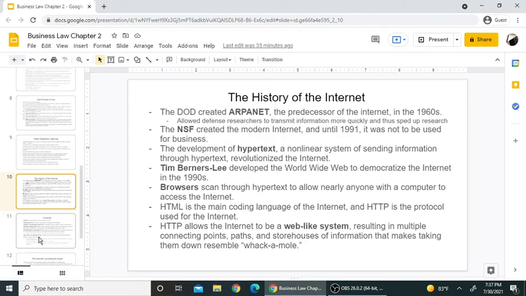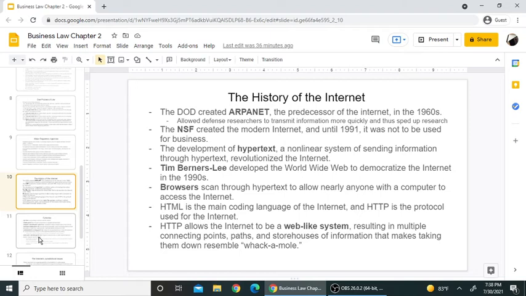It was really just used as a means of transmitting information really quickly, so that scientists who worked for the DoD could transmit their data and results to other researchers faster, so the researchers wouldn't have to wait for data to come in from other researchers. The National Science Foundation helped create the modern internet as we know it, that was used outside of just the Defense Department.